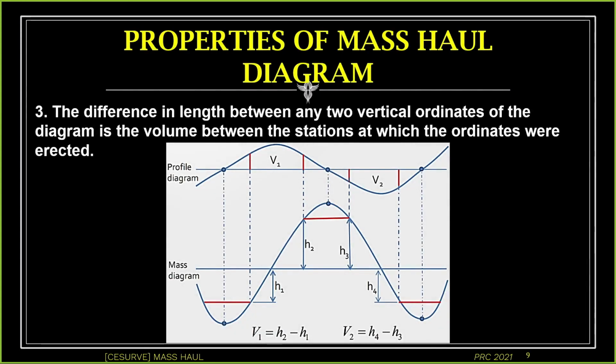Next, the difference in length between any two vertical ordinates of the diagram is basically the volume between the stations at which the ordinates were erected. So basically, ito, volume 1. Okay? Ito yung volume na ika-cut. Ito yung section na ika-cut. Now, in terms of mass ordinate, yung volume na to, plus yung volume nito would be equal.